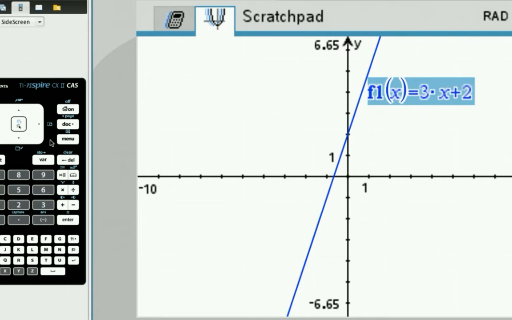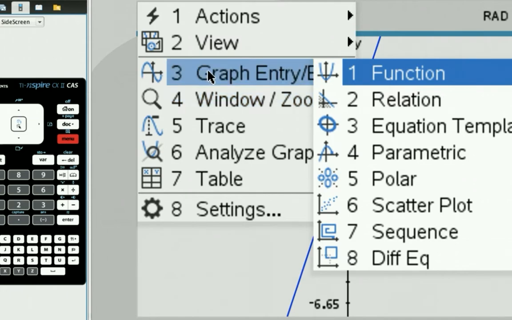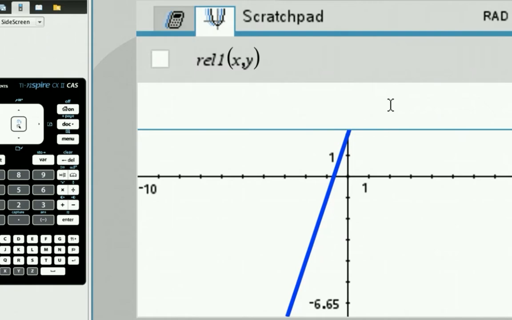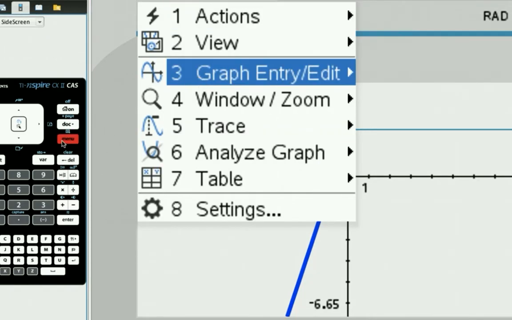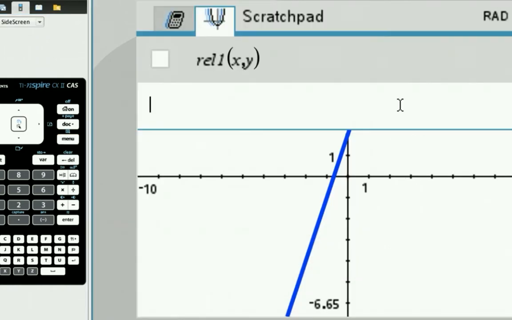I want a circle. I'm going to press the menu button, 3 graph entry edit. So what I really want is a relation. Relation allows me to type in equations that are like circles. So I'm going to do it one more time. Menu button, 3 relation. Boom, relation. And now it's telling me this is where I type in my first relation, number 1. And I can use x and y as variables.